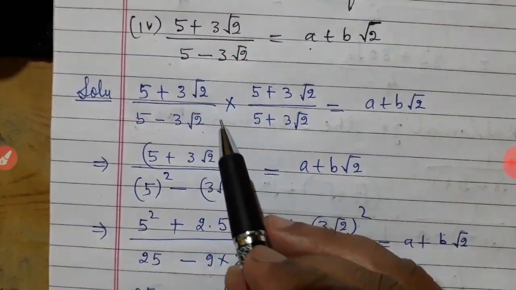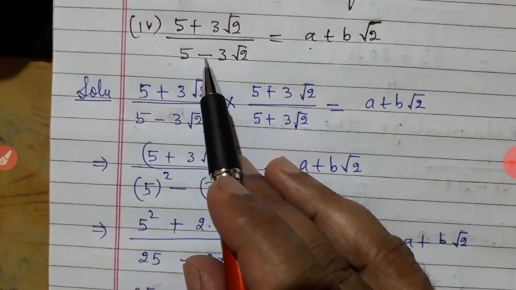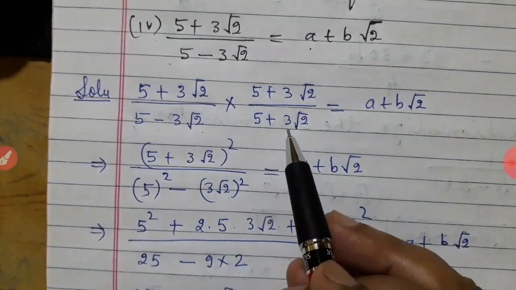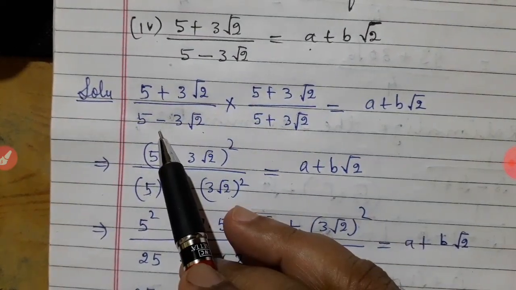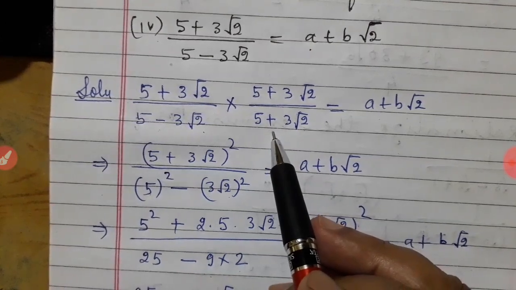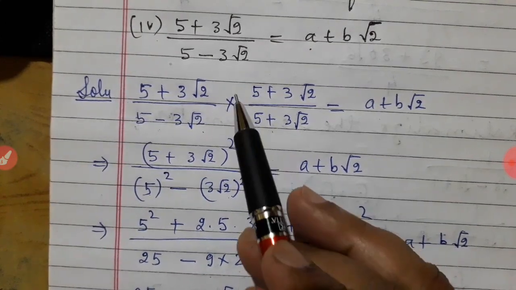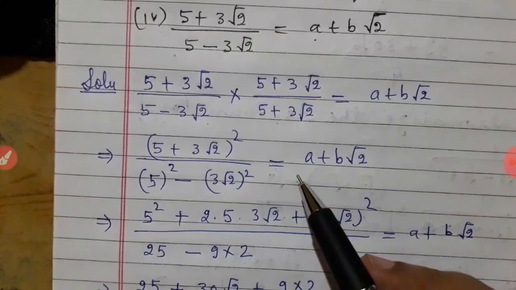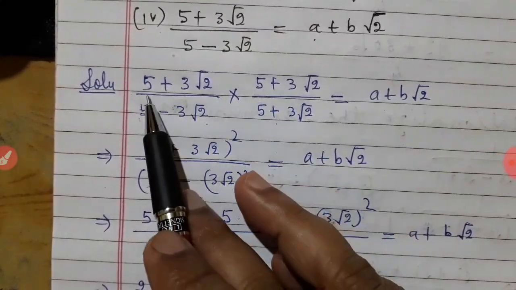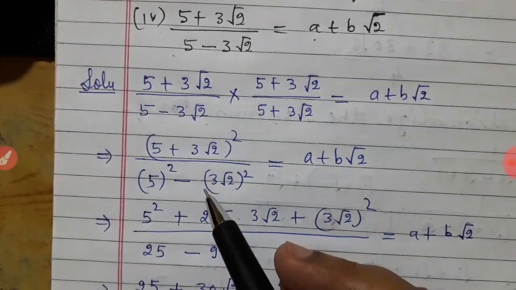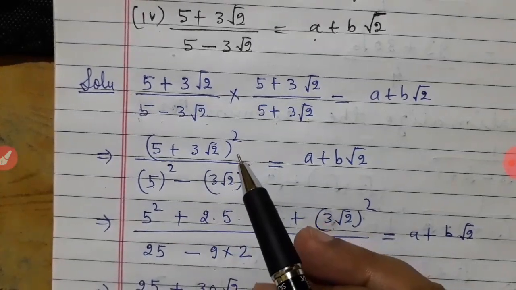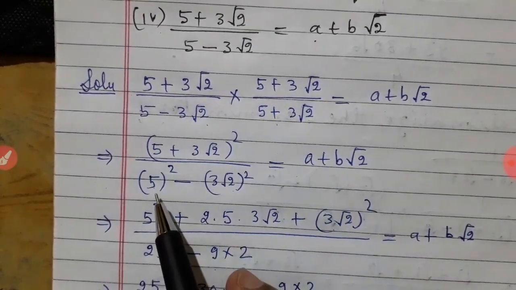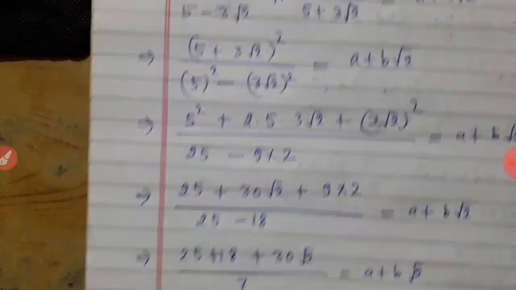For rationalization, you look here carefully. Here in the denominator it is 5 minus 3 root 2. So its conjugate will be 5 plus 3 root 2. Since it is negative in the center, we will take plus in the center. And then we will multiply and divide by 5 plus 3 root 2. In the numerator, 5 plus 3 root 2, 5 plus 3 root 2, this is of the form a plus b whole square. And in the denominator, this is a minus b, a plus b, so it will become a square minus b square.